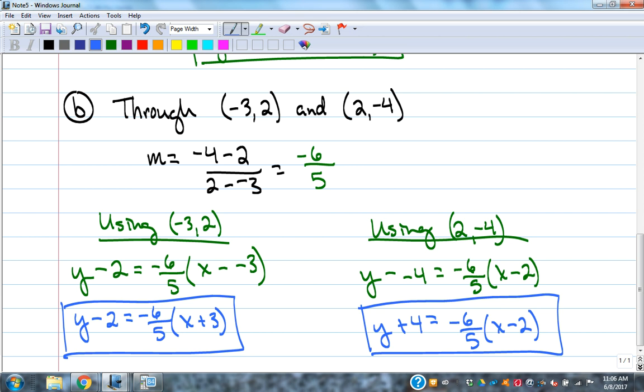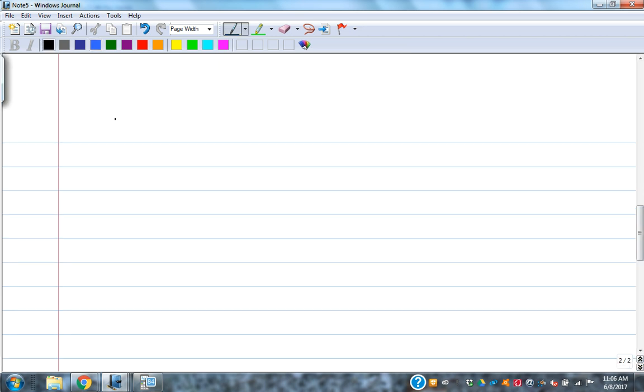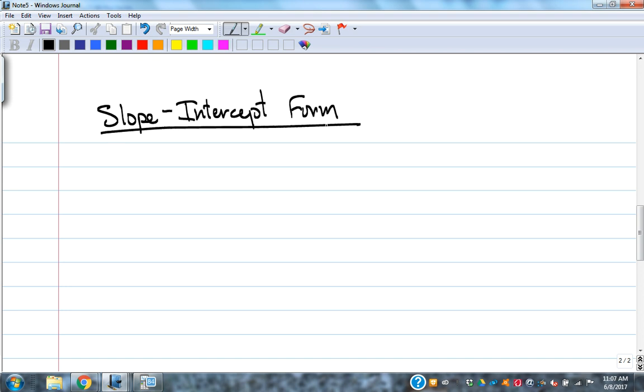Okay. Now, the next thing we want to talk about is putting them in slope intercept form out of that. And slope intercept form is y equals mx plus b. There's a hyphen between slope and intercept, so I usually write that. Slope-intercept form, again, y equals mx plus b.